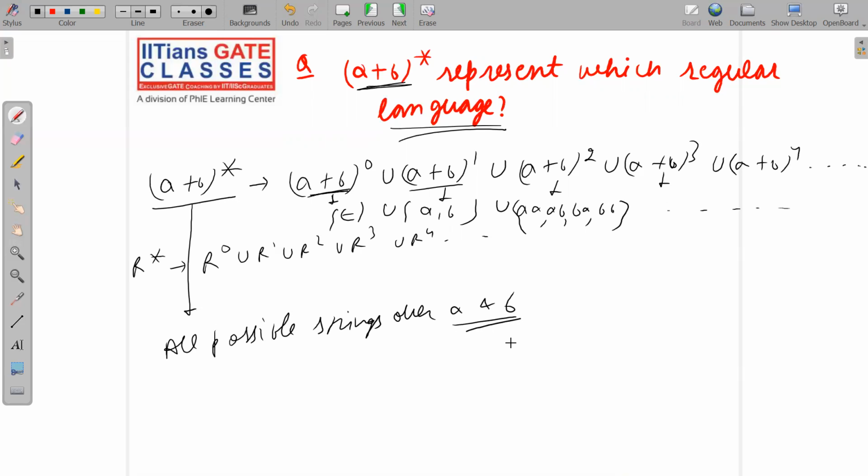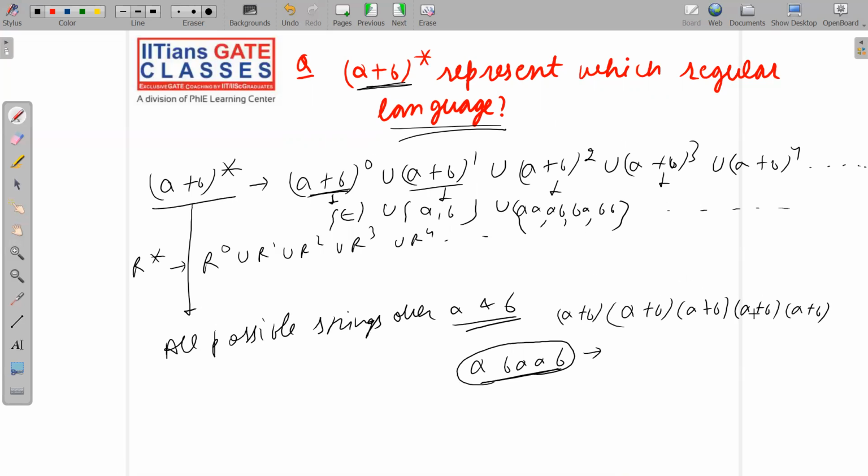If you have doubt, then just take one string. If I take this string, I will see the length of the string. Length of the string is 5. So now I will pick (a+b) power 5, and I will write it 5 times: (a+b)(a+b)(a+b)(a+b)(a+b). So see, 5 times I have written. Now the first symbol is a, so from (a+b) you will take a. You have a choice to pick either a or b.